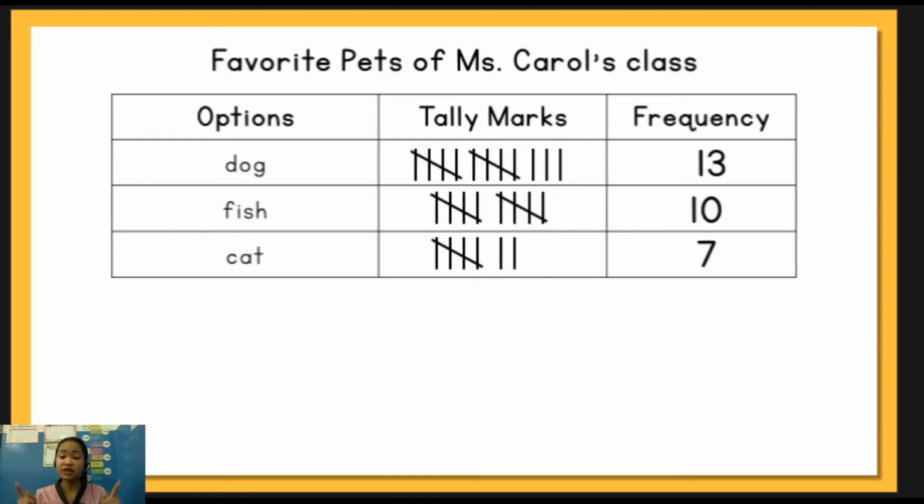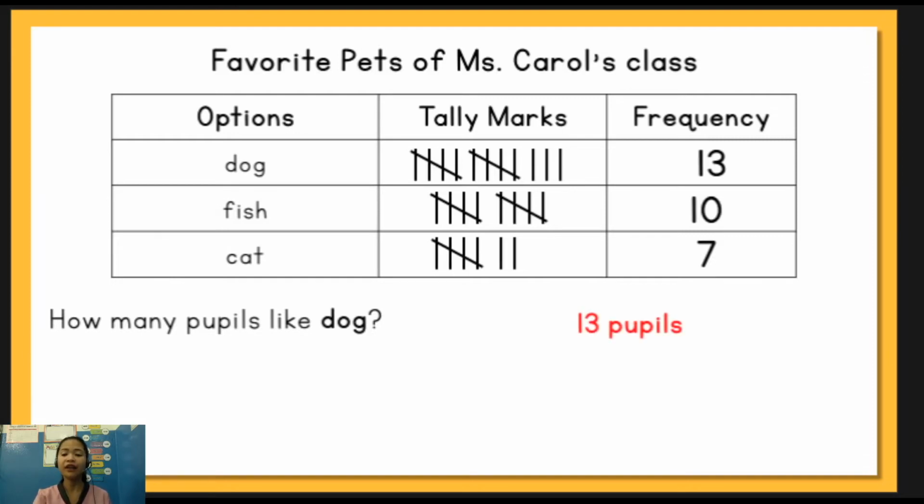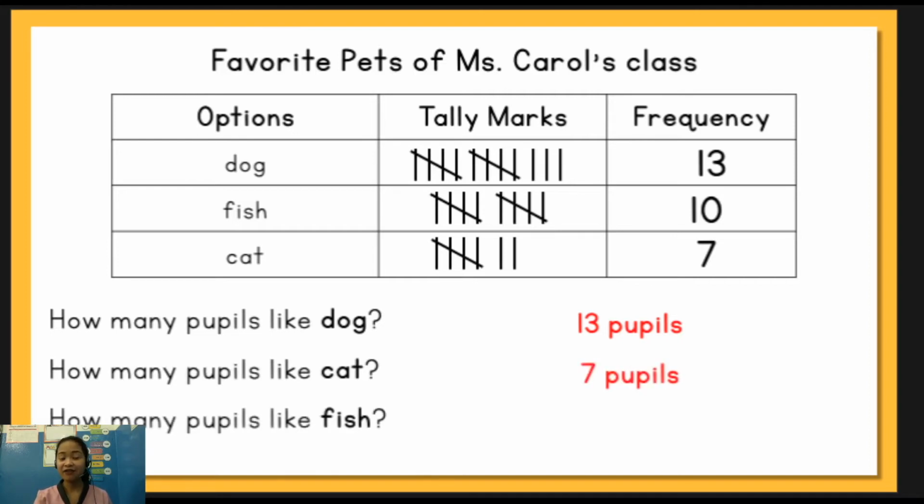Well, guys, using this table, we can already conclude a lot of things. And what are these things? I have set a question for you, and answers can easily be found on the table. All we have to do is read the questions properly, understand what is being asked, and then look at our table. So, how many pupils like dog? In this case, we only need to look at the row of the dog to its frequency. The answer would be 13 pupils. How about the cat? How many pupils like cat? Right, 7. And fish? Very good, 10 pupils.